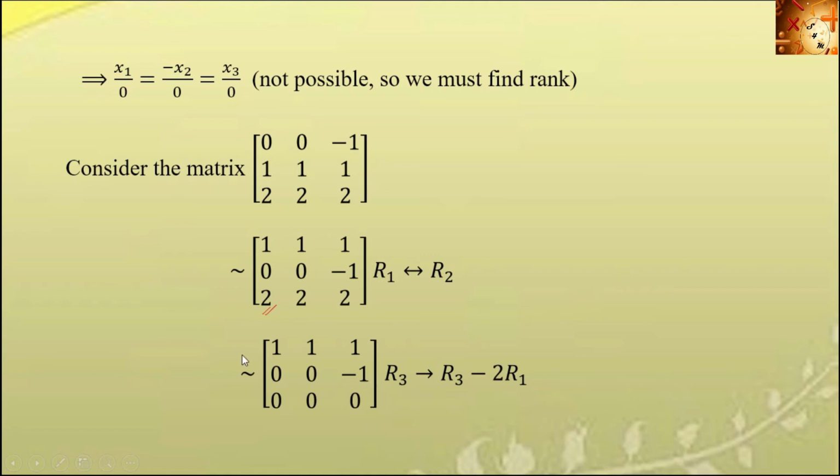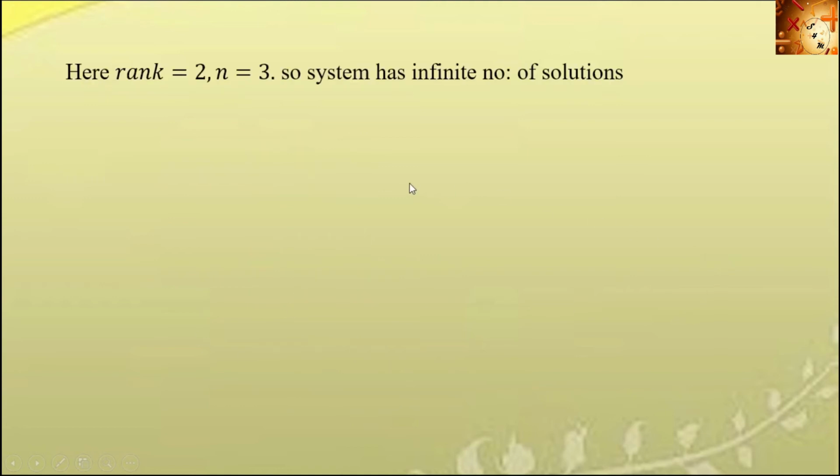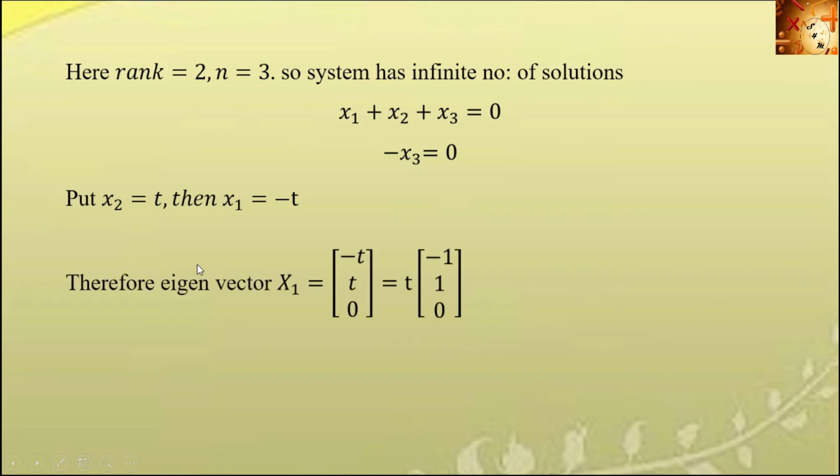Here the rank is equal to 2, but the number of variables is 3. So there are an infinite number of solutions. We want to assign arbitrary values to n minus r variables. So by back substitution we get the equations x1 plus x2 plus x3 equal to 0 and minus x3 equal to 0. From that, x3 equal to 0. So here we put one variable as an arbitrary value, say x2 equal to t. When x2 equals t, our x1 will be minus t, because x3 equals 0. So from the first equation x1 equals minus t. Then the eigenvector will be [-t, t, 0].